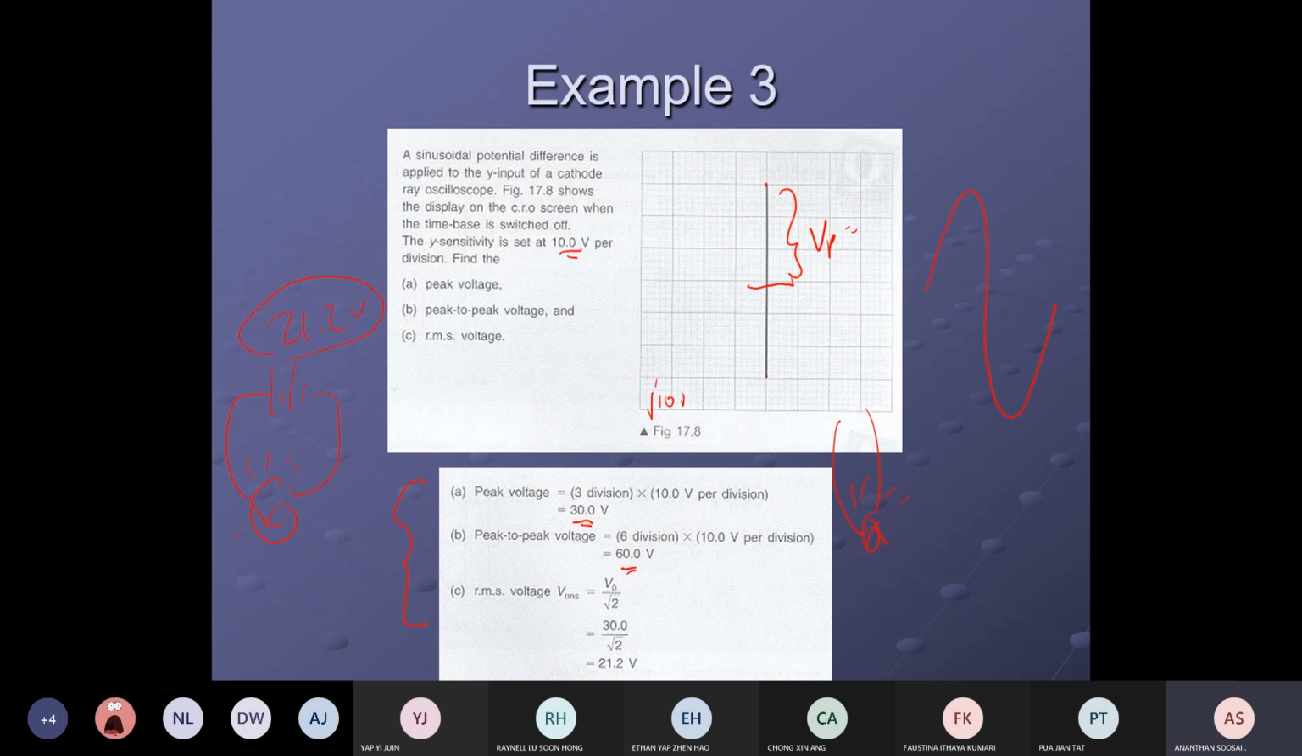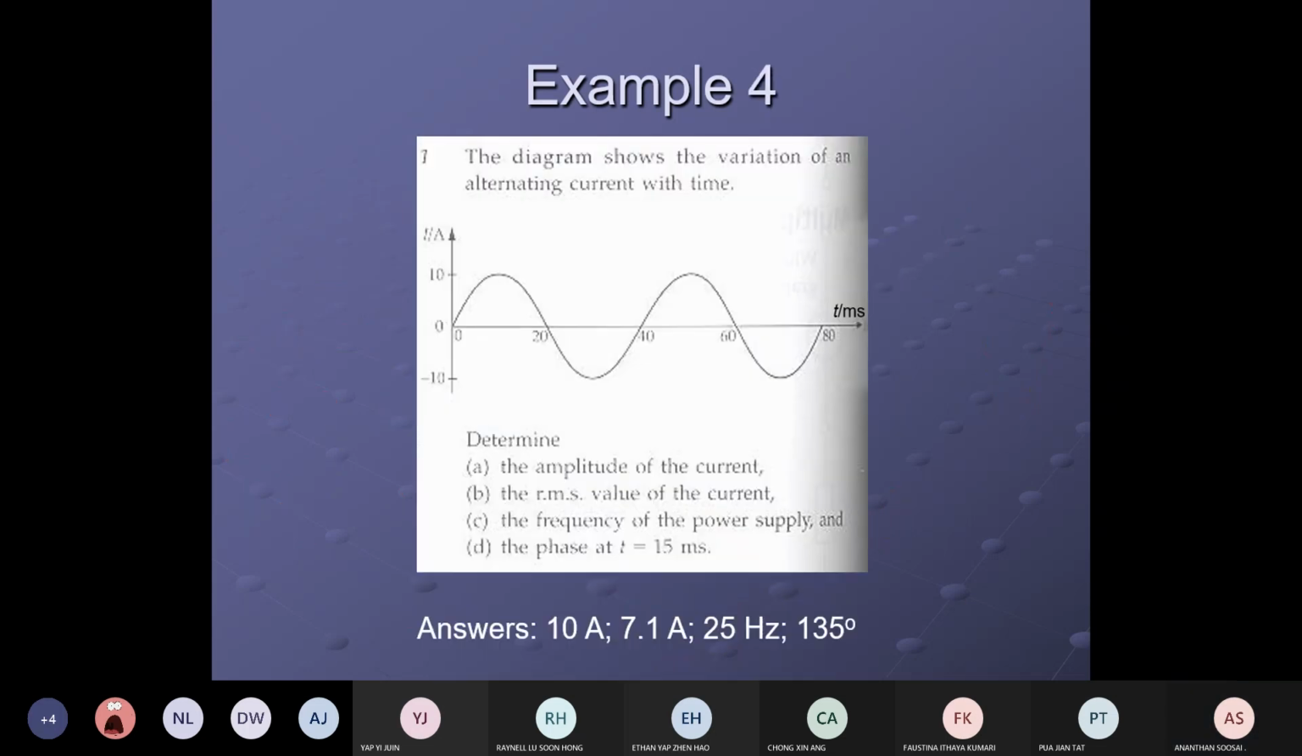So I think that was not a challenging one, right? Okay, let's go to the next one. Come on, your turn. Just 1 minute. Can you calculate? Can you answer this question?